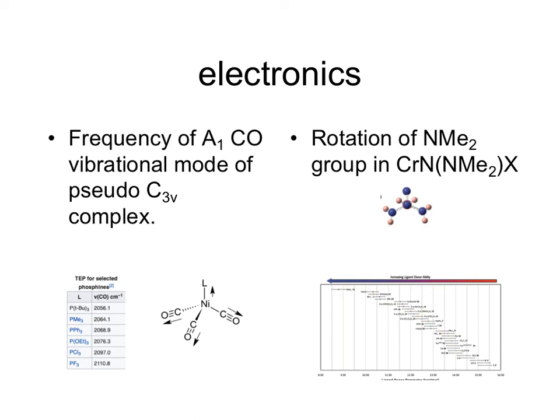Electronics used to be measured by carbonyl stretching frequency, as we talked about before. Not all metal complexes can bind to carbonyls, and so one of my colleagues who works at Michigan State has used the rotation of a dimethylamide ligand in a chromium complex to try to get a handle on the electronics of ligands by that rotation rate. Again, if you're interested in learning more about this, talk to me in office hours.